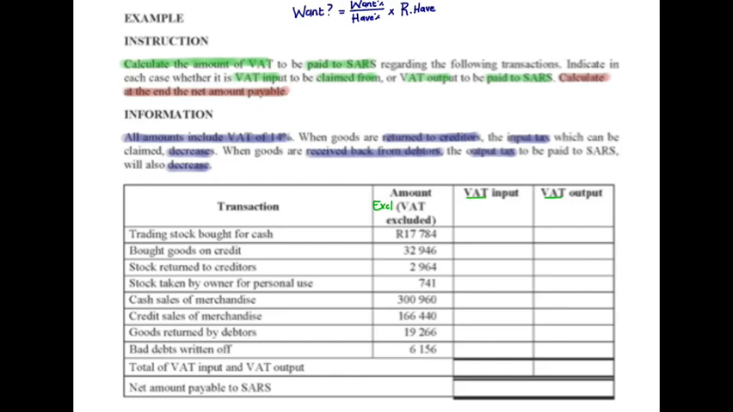Just a note, all amounts include VAT, but here they say the amounts that they list here are exclusive of VAT. Note that when I return things back to the creditor, because I bought it originally it influenced input VAT, therefore now that I'm returning it, the input tax will now just decrease. The same if I receive things back from debtors, my output VAT was normally increased. Now that it's received back from debtors, it will decrease my output VAT.